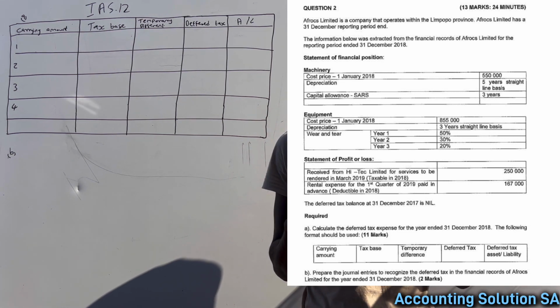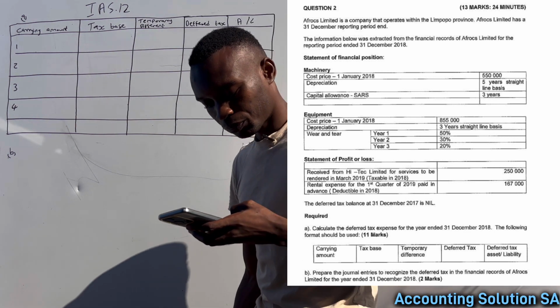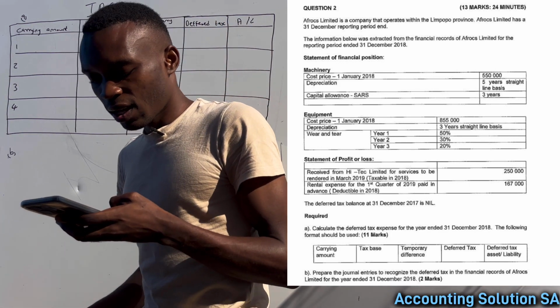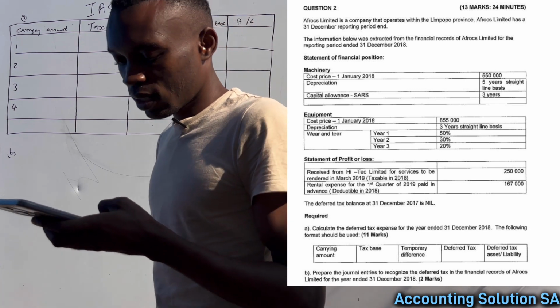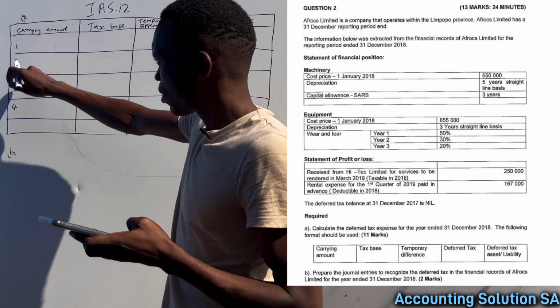Okay. Then they said the deferred tax balance on 31 December 2017 is nil, and the required part, they say that we need to calculate a deferred tax expense for the year ended 31 December 2018, and they give us the columns that we need to use. They said number 1 is carrying amount.